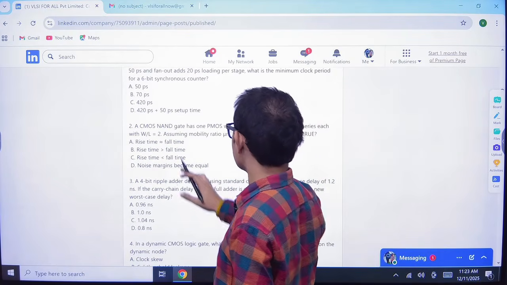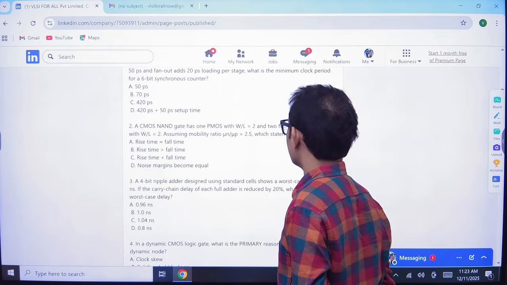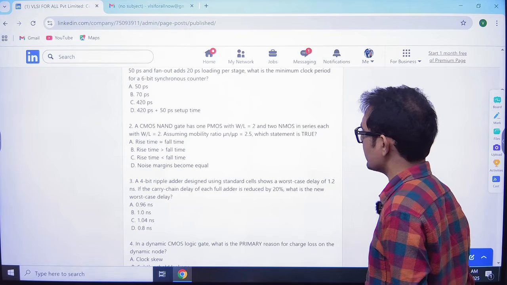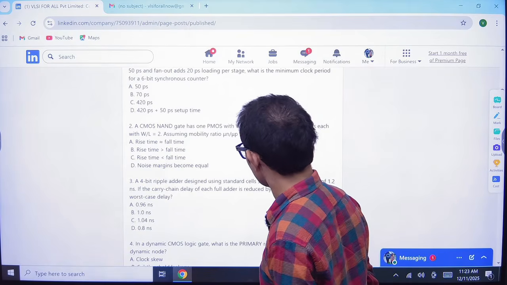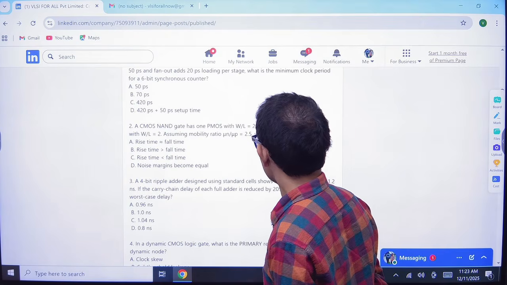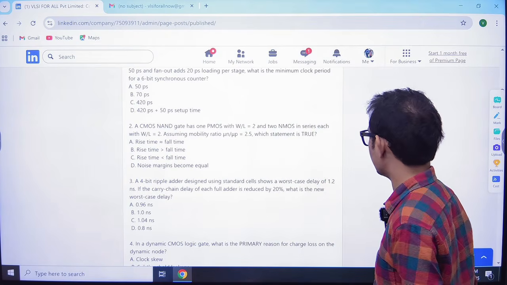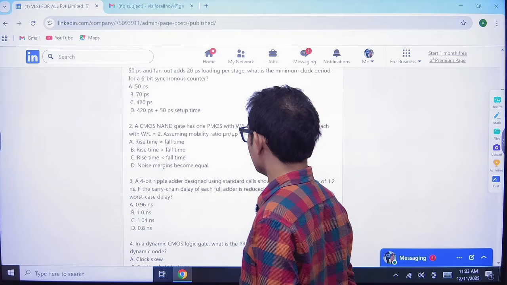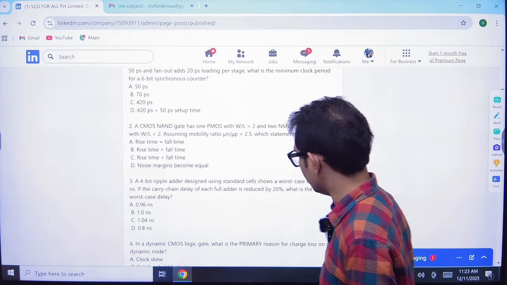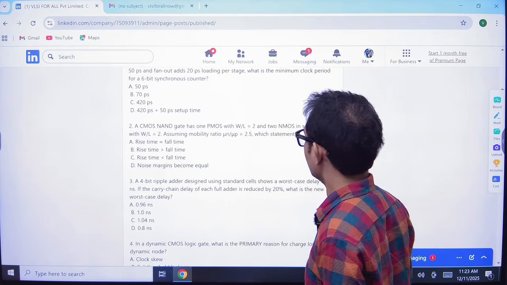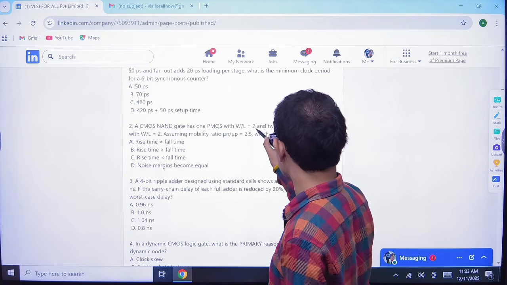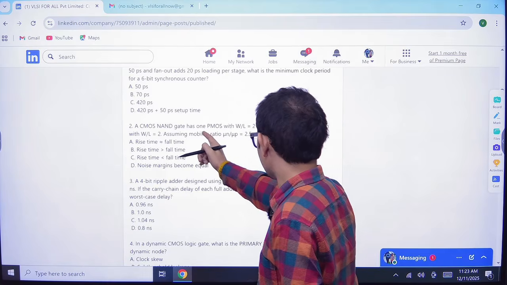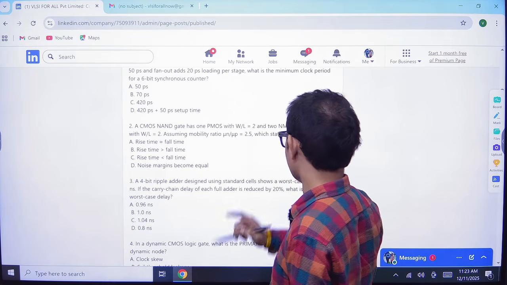A CMOS NAND gate has one PMOS with a W by L ratio of 2 and 2 NMOS in series, each with a W by L ratio of 2. Assuming the mobility ratio is 2.5, which statement is true? Rise time almost equals the fall time; rise time is greater than fall time; fall time is greater than rise time; and the noise margin is equal. So basically the W by L ratio is equal, but mobility ratio is one factor, and the other factor is they have one PMOS, and here you have two NMOS in series, right?